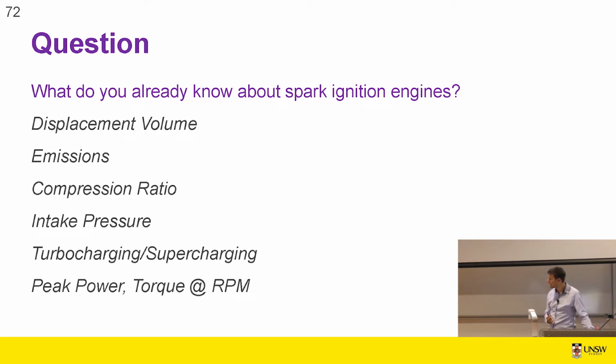Peak power and torque at an RPM are typically the things that a manufacturer will specify. So they'll say 250 kilowatts at 11,000 RPM. No, that's obviously a motorbike. Sorry. There's potentially a rotary. We won't do rotary cycles, but you can in your assignment if you care to.